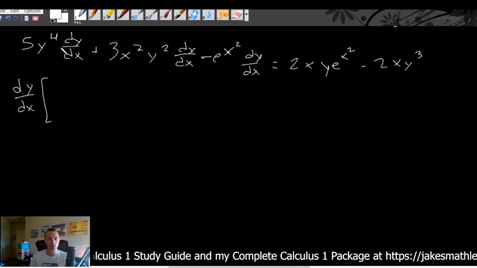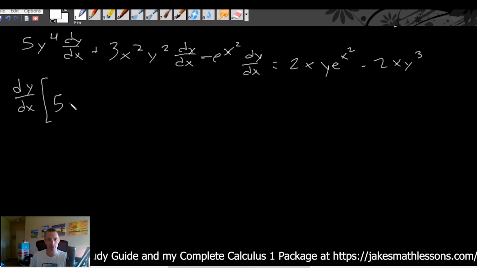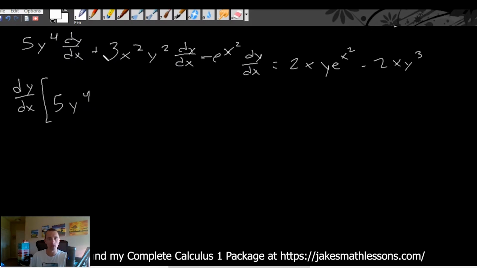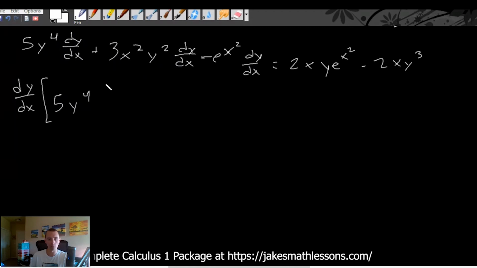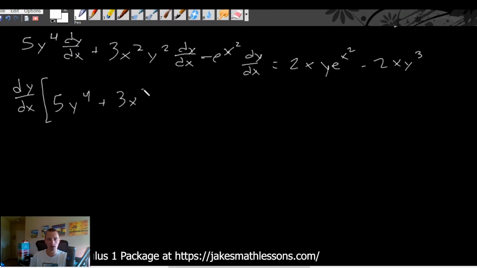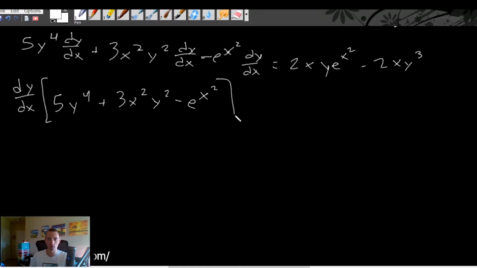So if we take the dy/dx out of this term, we'll be left with 5y to the 4th. If we take the dy/dx out of this term, we will be left with plus 3x squared y squared. And then if we take the dy/dx out of this term, we'll be left with minus e to the x squared. Okay, the non-dy/dx side of the equation is not going to be impacted by that because all we've done is factor something out of one side of our equation.